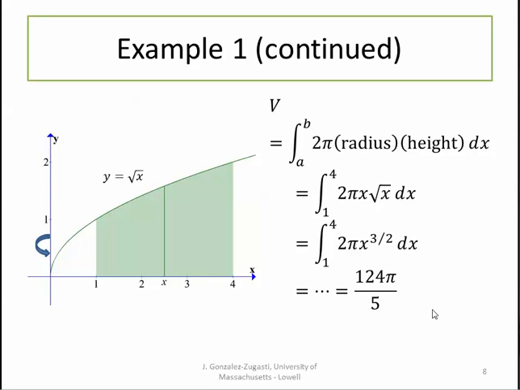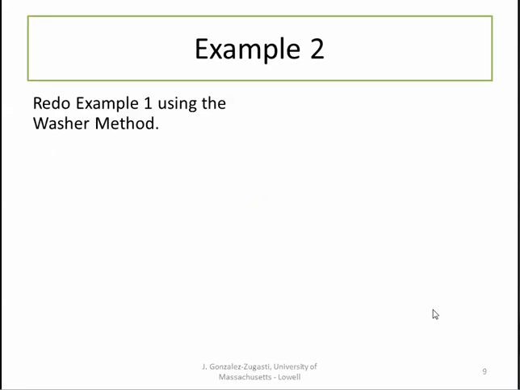So your final answer is 124 pi over 5. All right, so that shape that we did wasn't too difficult. So let's try doing it again, but this time let's use the washer method.